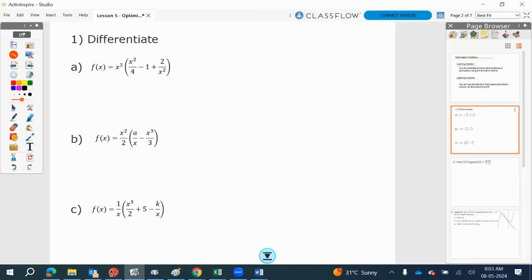Okay, so first up, we need to expand into a sum of terms. And if we do the expansion here of this first one, we get x to the 4 over 4 minus x squared plus 2x squared, I'll write it like this, over x squared. But we can see that these two terms can cancel each other like this. And this will become x to the 4 over 4 minus x squared plus 2.